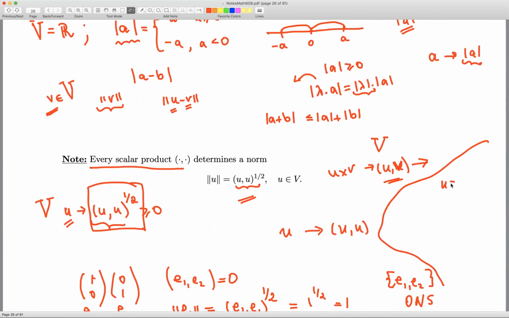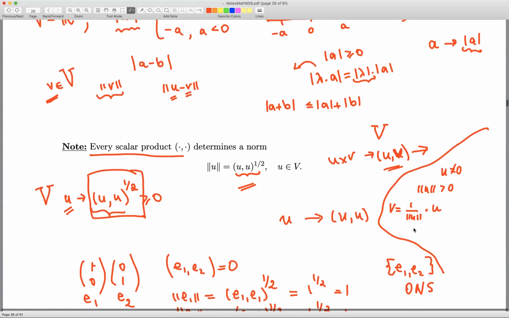If U is a non-zero element of the vector space V, then the norm of U is bigger than zero. Then how are we going to create an element that is related to U, but has norm 1? If we look at the element 1 over the norm of U, which is a number, times U, this is also an element of the vector space. So let's consider this element and denote it by V.